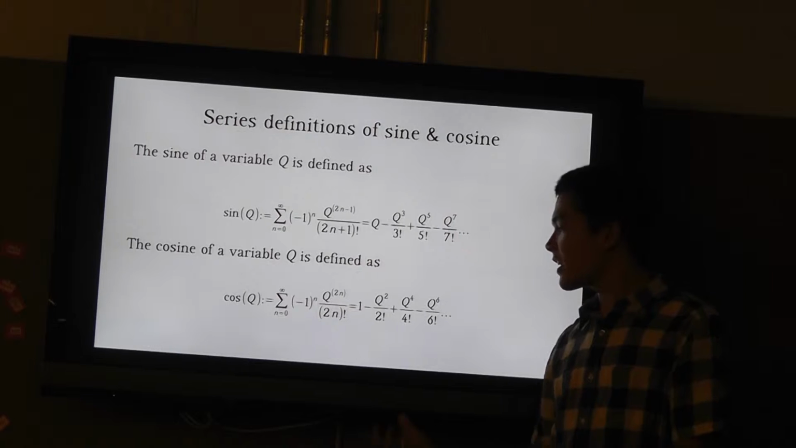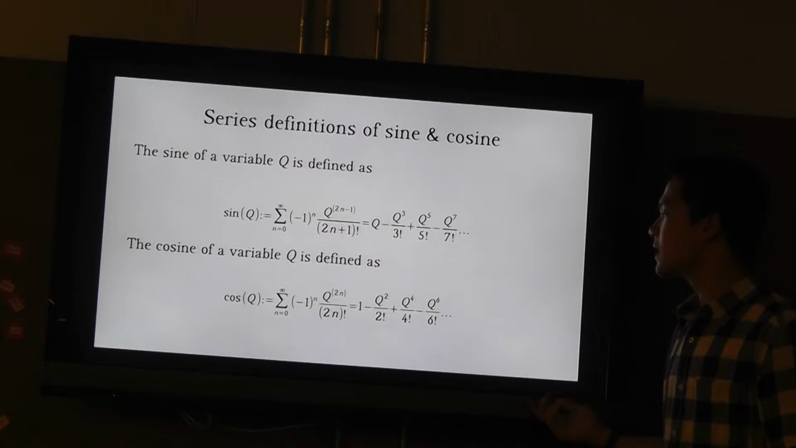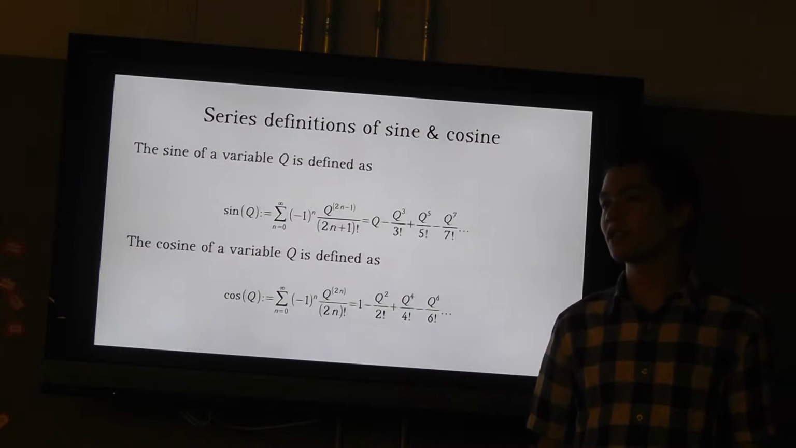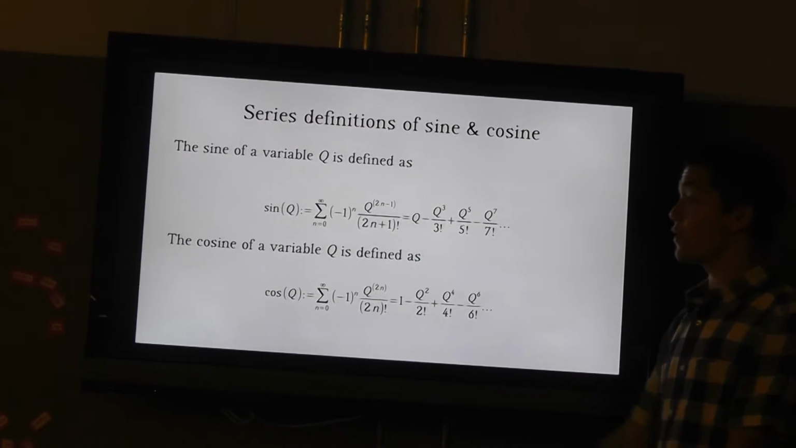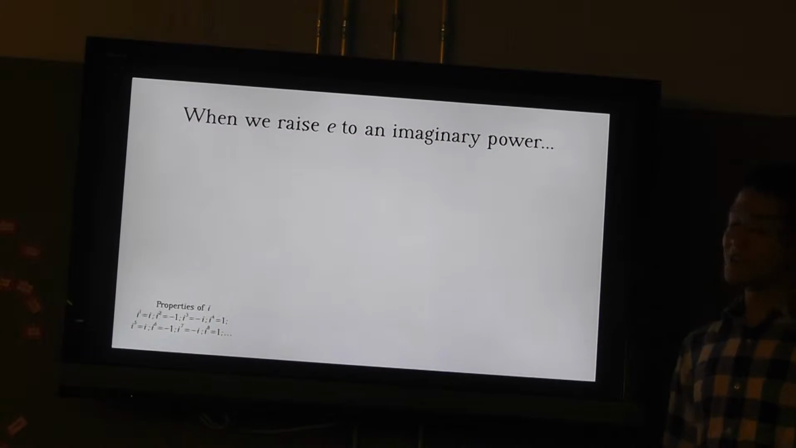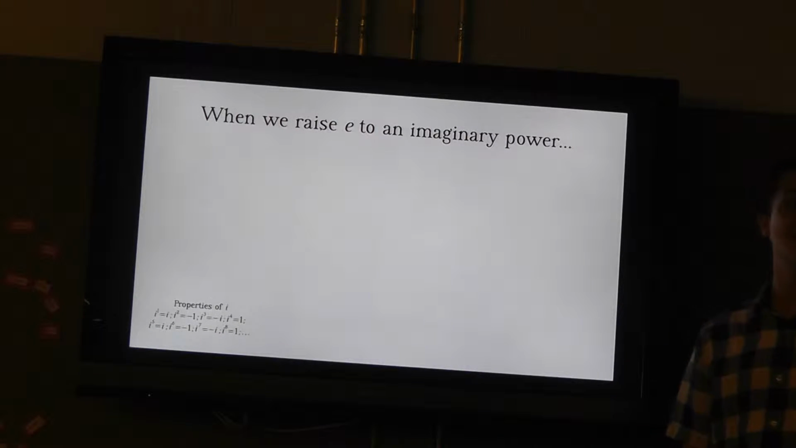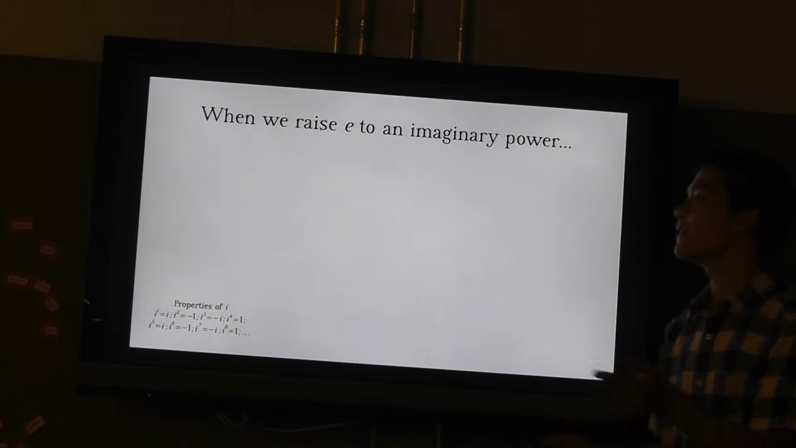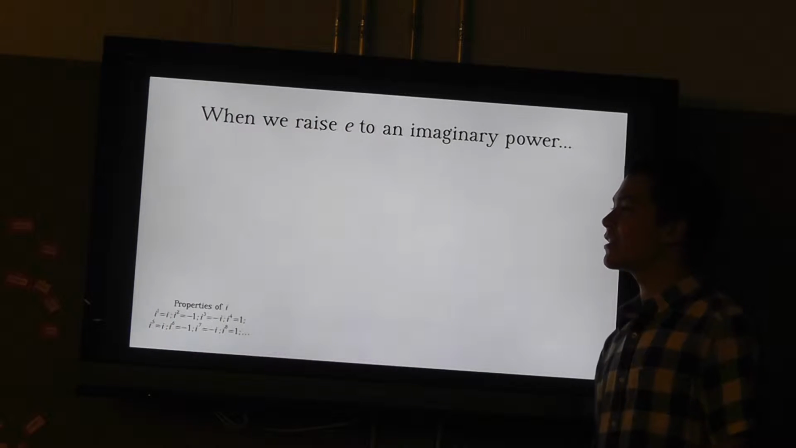Now, it kind of looks like you might be able to combine them, except for the fact that they're all positive in the exponential function, so you can't really prove that it's equal to sine plus cosine. But you can prove something. So what happens when you raise e to an imaginary power? Because you might be able to combine them by raising it to an imaginary power. Slide.